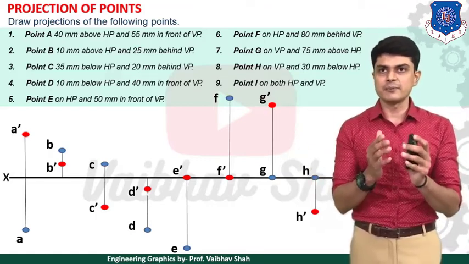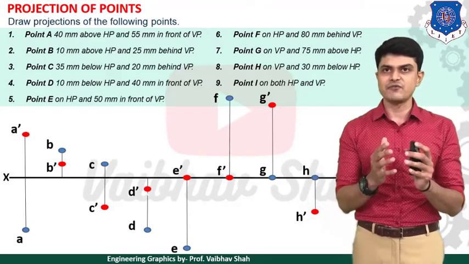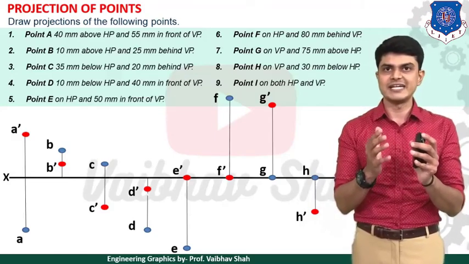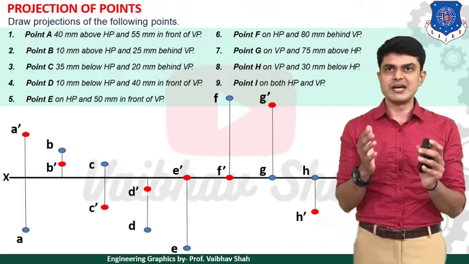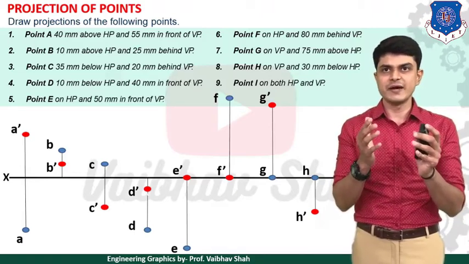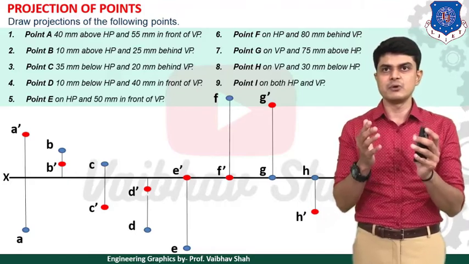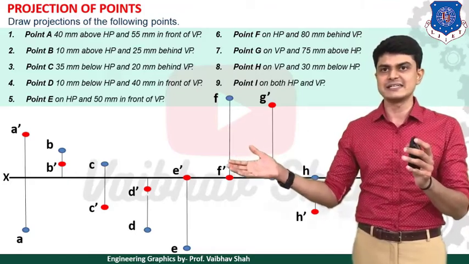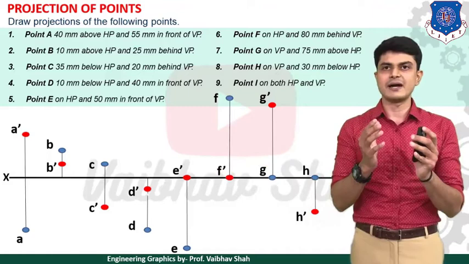After that, we will be having a third point, point C, which is 35 mm below HP and 20 mm behind VP. So below HP means what? Below XY line. So we will be having point C dash below XY line, 35 mm below XY line. So let us draw point C dash 35 mm below XY line.